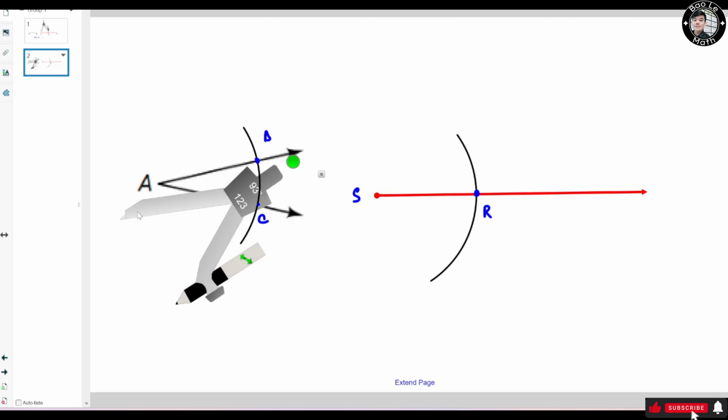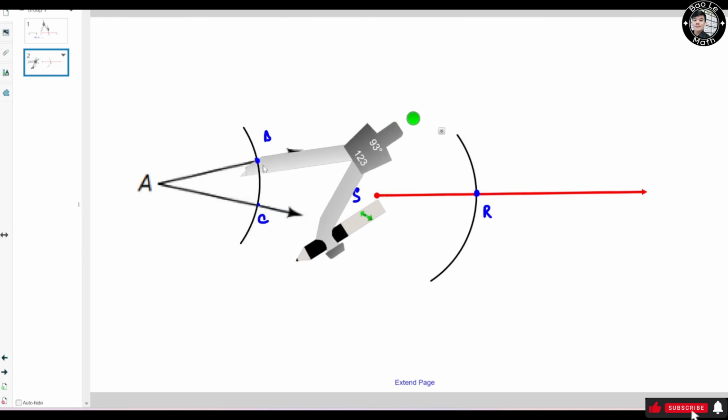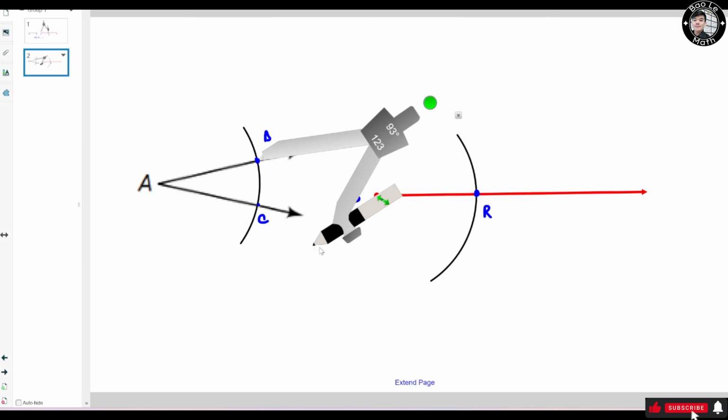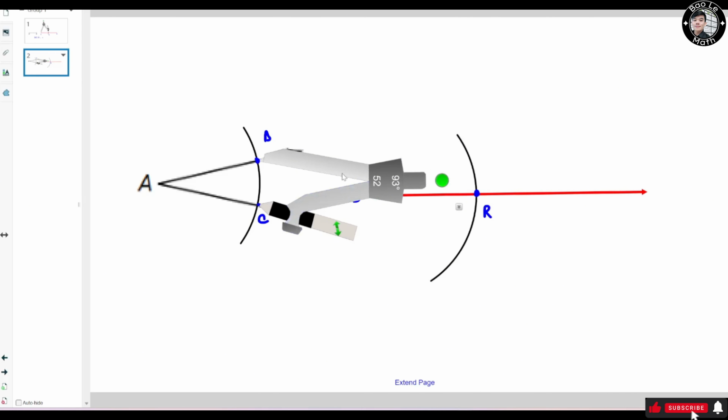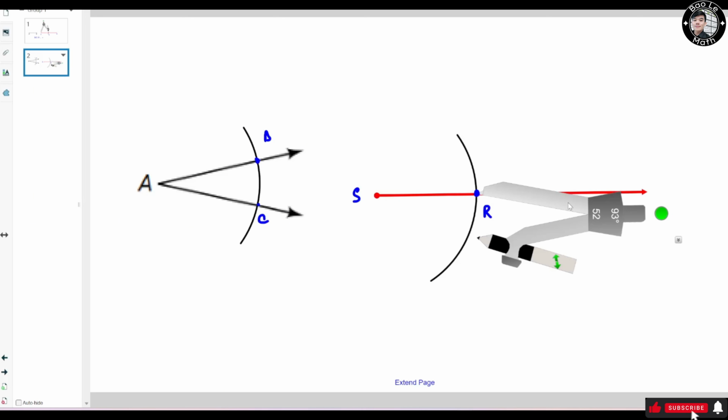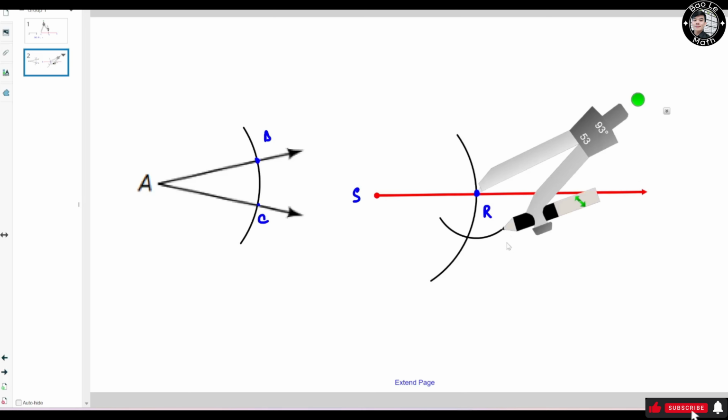We're going to move the compass to the point B right here. Then we're going to open the compass setting such that compass pencil is on point C. Now we're going to keep the same compass setting. We're going to move over here. We're going to put the compass needle on point R. Then we're going to draw an arc. This arc intersects the other arc at point T.